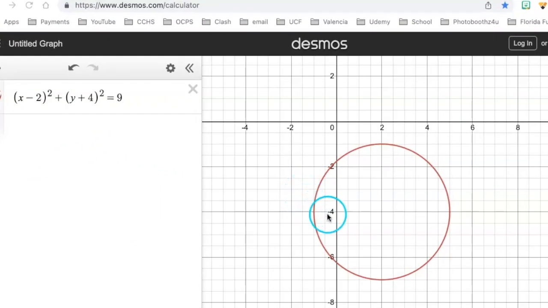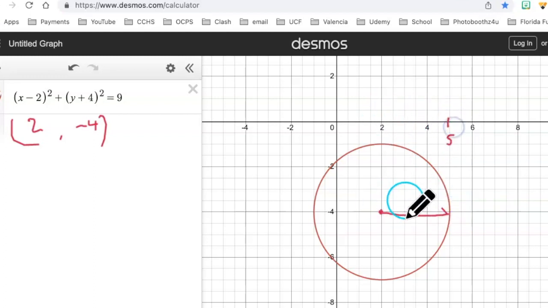So we understand what we're doing. This is the circle, this is the equation, x minus 2 to the second plus y plus 4 to the second equals 9. Okay, if you notice, this is my center, which is 2, -4. And my radius is from here to here. So this is 2, 3, 4, 5. From 2 to 5, my radius is 3. So this is the physical circle from this equation.